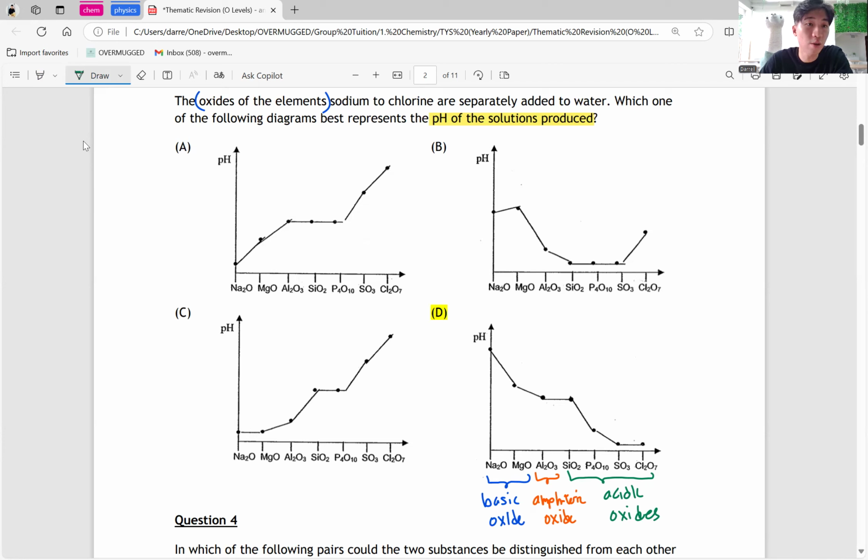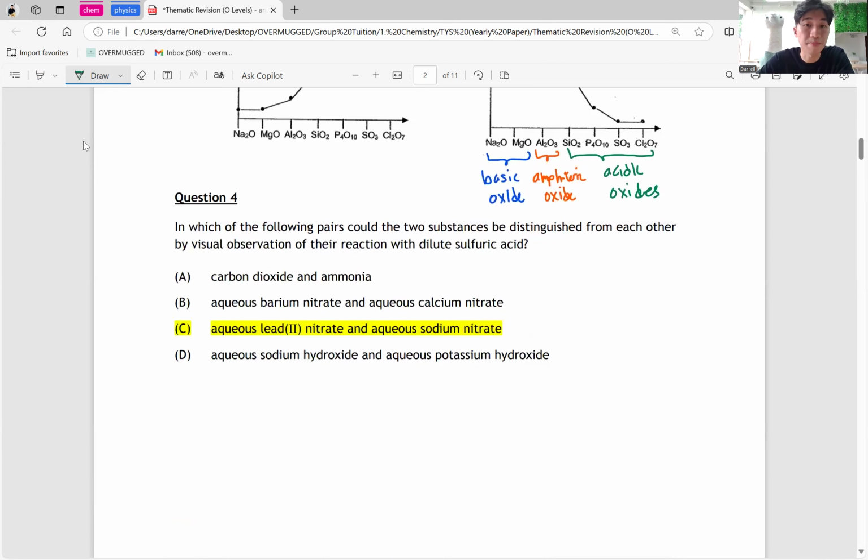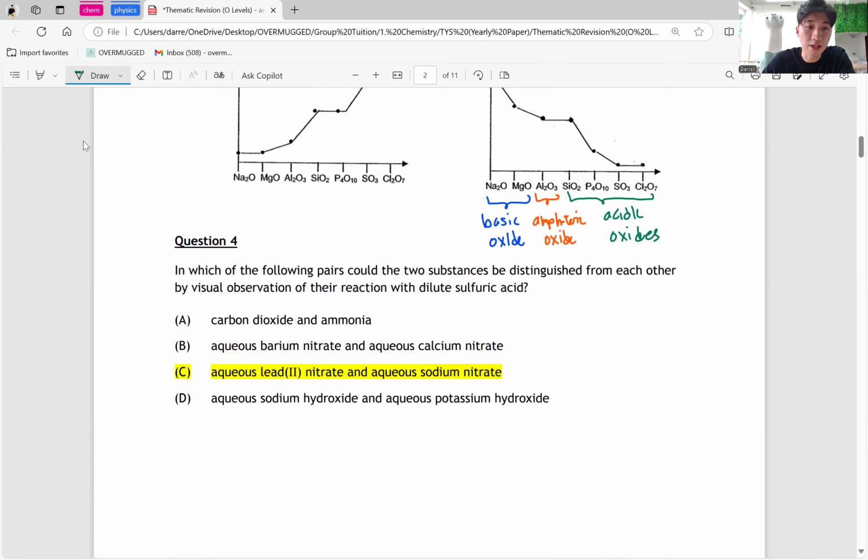Okay, so that's why question analysis is extremely important, because it helps guide you to the process of identifying the correct topic and the correct concept. So let's take a look at question 4 next. Which pair of substances could be distinguished from each other via visual observation?